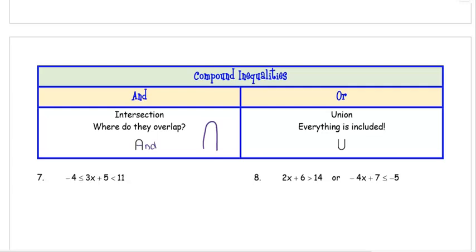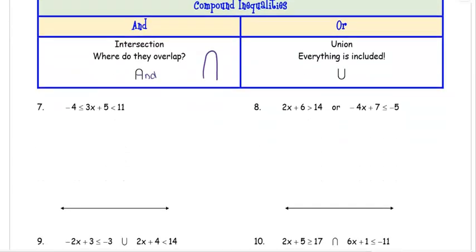So let's go ahead and see how these are going to work. Number 7 says -4 is less than or equal to 3x plus 5, which is less than 11. You could also say this as -4 is less than or equal to 3x plus 5, and 3x plus 5 is less than 11. This is an AND statement, which means I only want to know where these graphs are going to overlap.